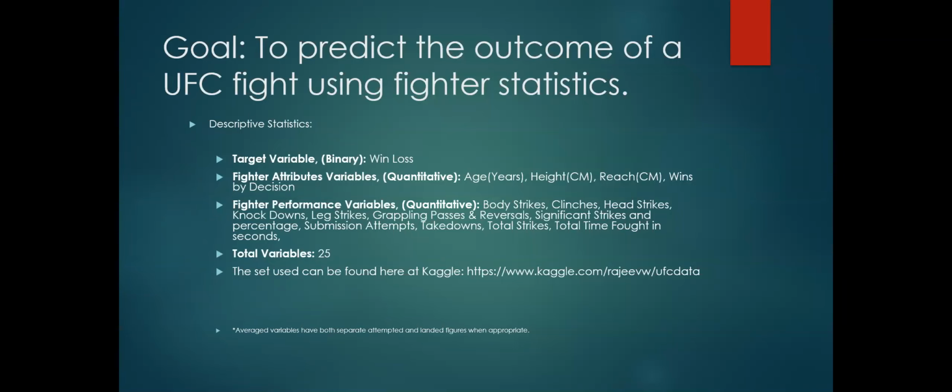The goal for this project was to predict the outcome of a UFC fight using fighter statistics. Some descriptive statistics are target variables such as win and loss, and fighter attribute variables like age, height, reach, and wins by decision. Fighter performance variables, which are quantitative, include body strikes, clinches, leg strikes, submission attempts, takedowns. The total variables that we researched in our project were 25, and the data set was found at Kaggle.